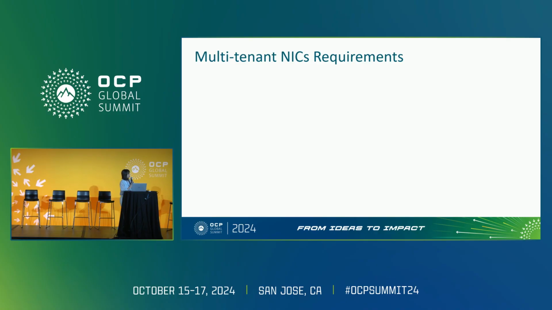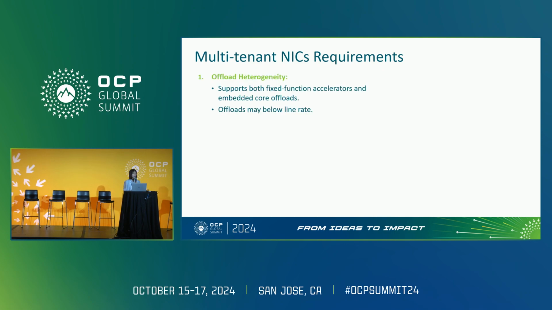So what are the requirements of running these services in a SmartNIC, and what should be the architecture requirements for a NIC? The first requirement is offload heterogeneity. Because we have many types of infrastructure services, the SmartNIC architecture should support both fixed-function accelerators and embedded CPU core offload. And because the line rate is growing very fast, there are some cases where the offload may not be able to catch up with the line rate.